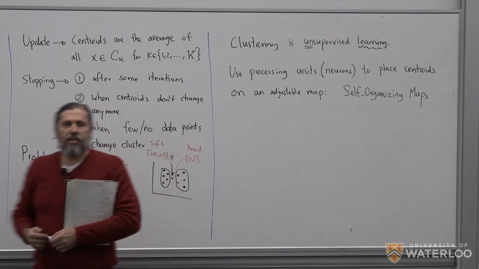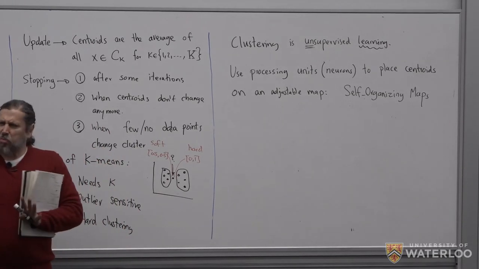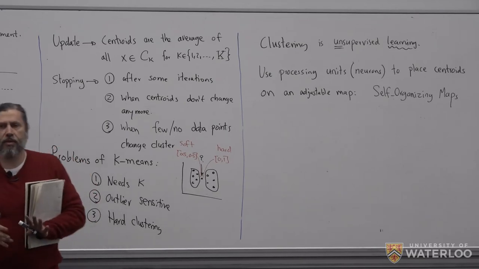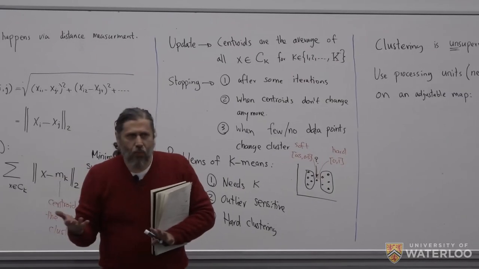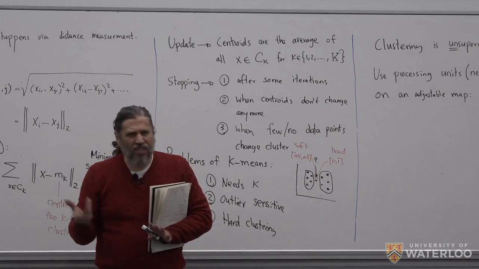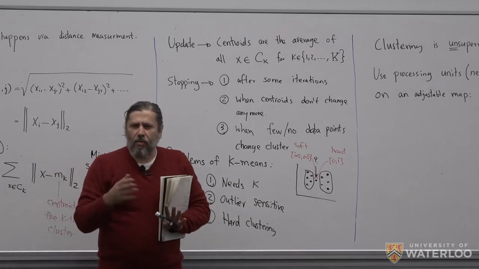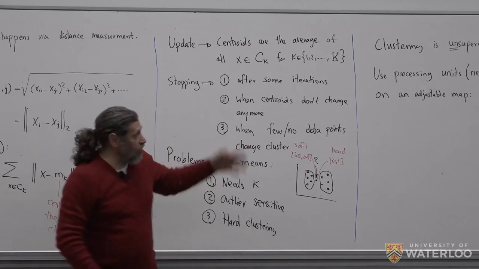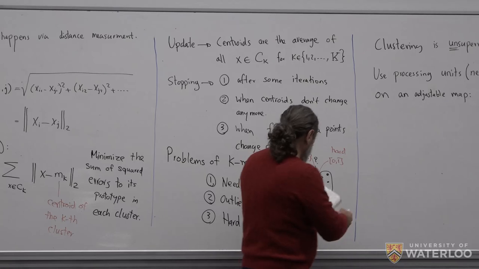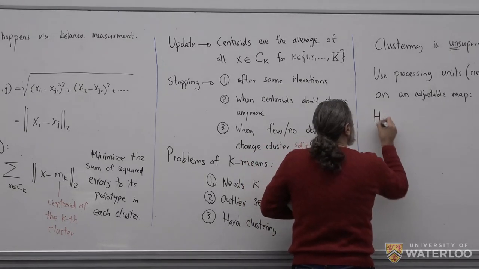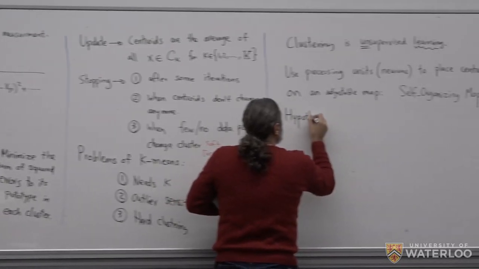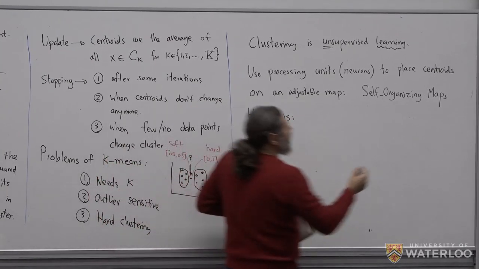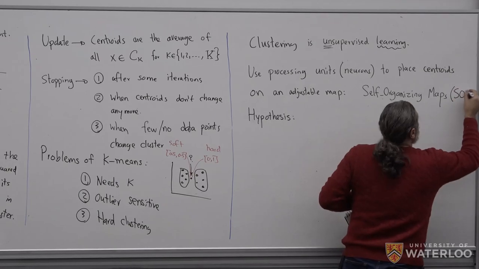That's 1985, if you remember. That's more or less at the same time as backpropagation, independently of backpropagation. It's a neural network type, but people didn't perceive it that way. The terminology was a bit different, and nobody realized what we will talk about. So what was the hypothesis? What was the idea here? What was the claim for self-organizing maps, or SOM?